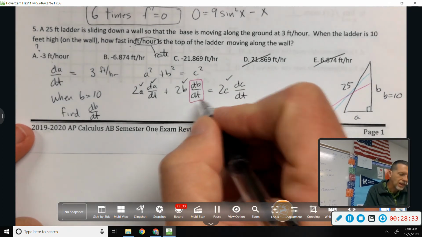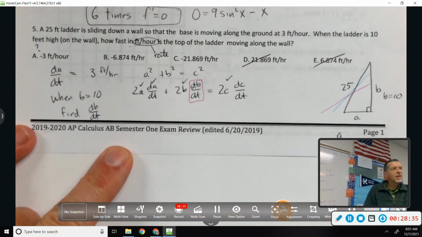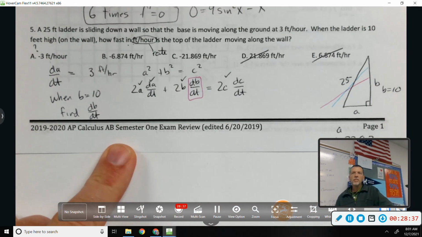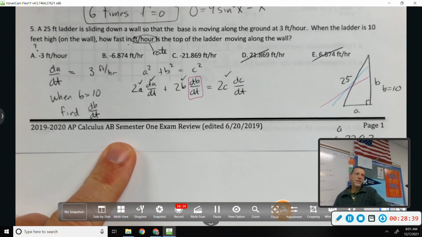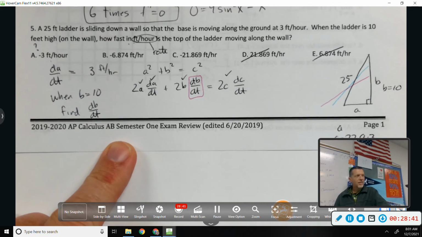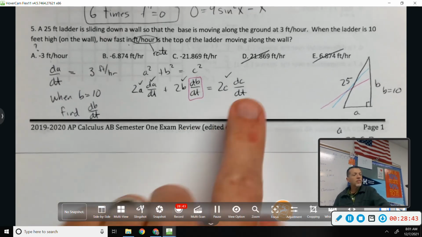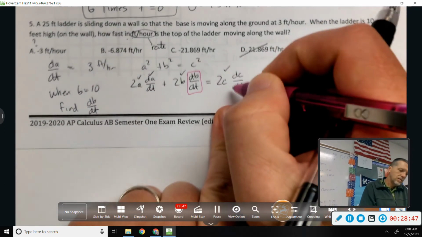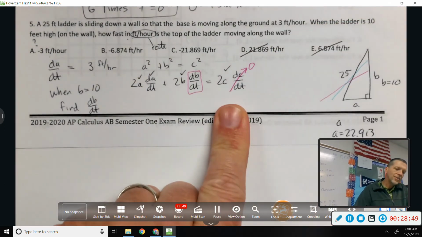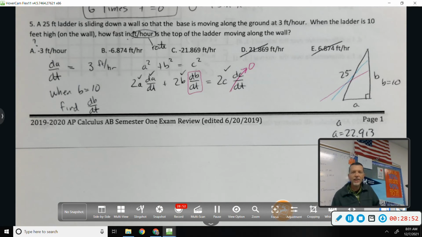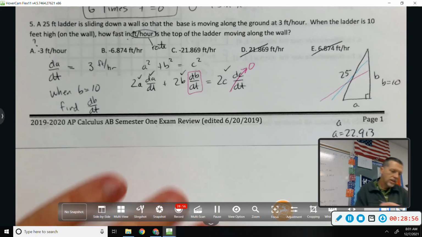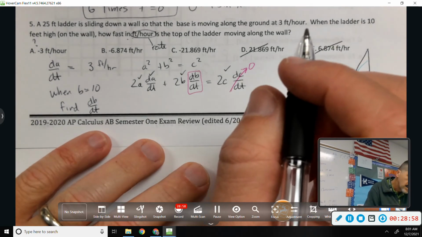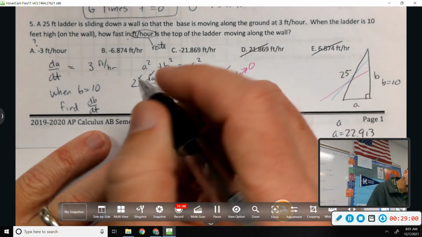What about dC/dt? Didn't tell us what that is. C is constant. So what does that mean dC/dt is if C is constant? 0. It's not changing. How fast is the ladder changing? Well, it's not. This isn't a collapsible ladder. That would be a more complicated problem, but we don't have to worry about it.